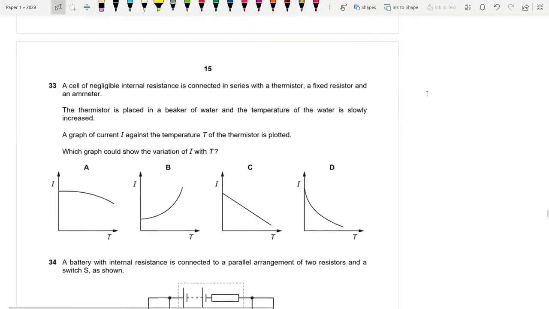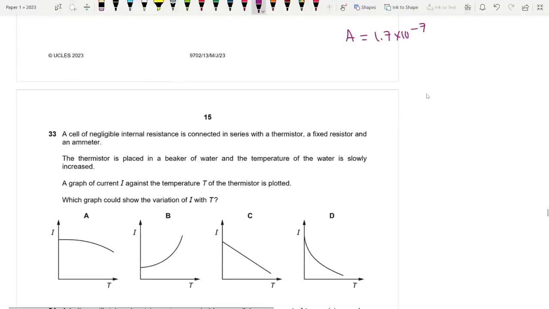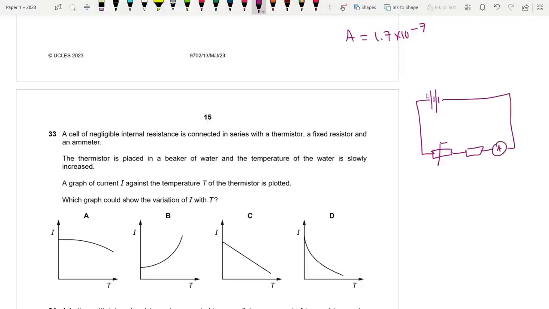A cell of negligible internal resistance is connected in series with a thermistor. So negligible internal resistance is connected with a thermistor, a fixed resistor, and an ammeter. Now, the thermistor is placed in a beaker of water and the temperature of the water is slowly increased. We know that as temp increases, the resistance of the thermistor will decrease.